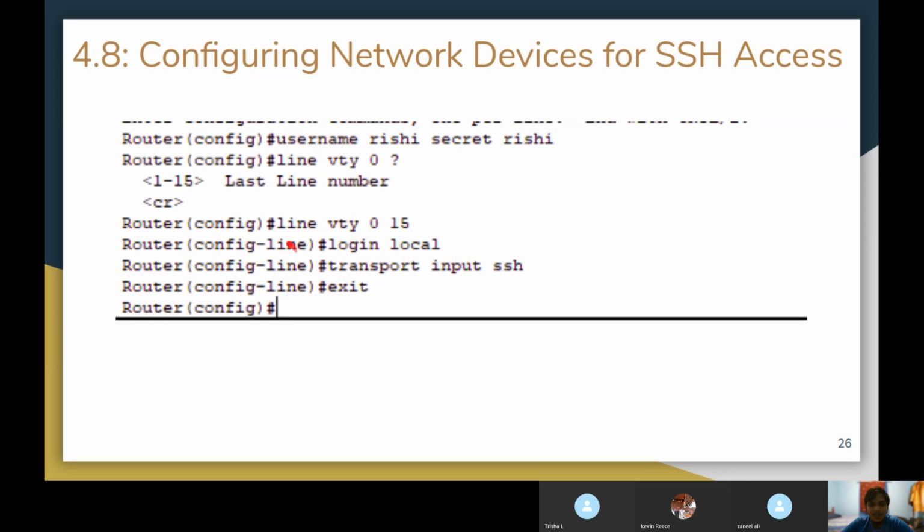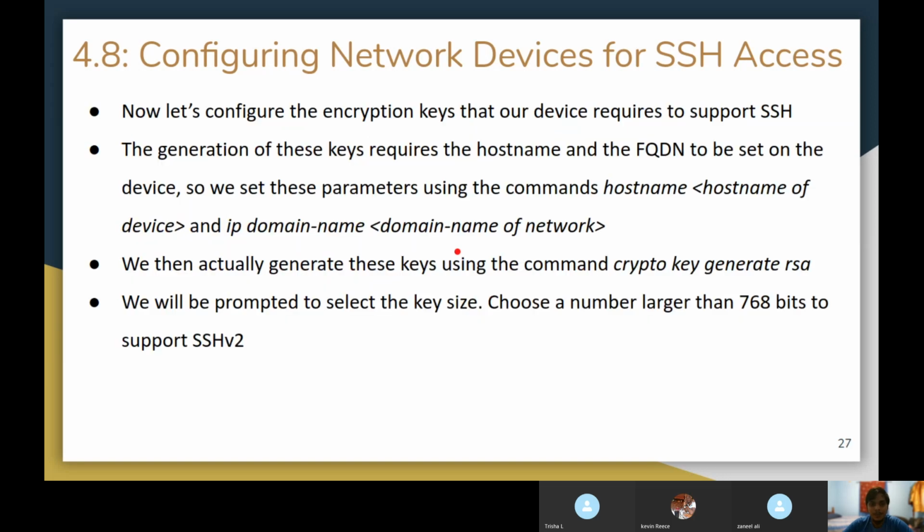And then we get into those to configure all those lines, just like we could do an int range and configure multiple interfaces. We could configure multiple lines like this. And we put login local to check this local database of usernames and passwords, and then transport input SSH to only allow SSH input through these VTY lines.